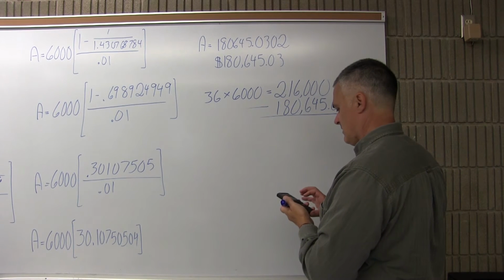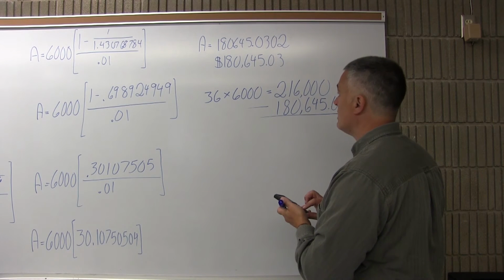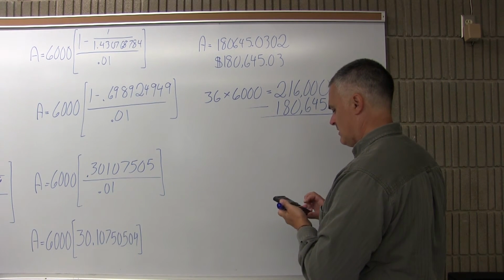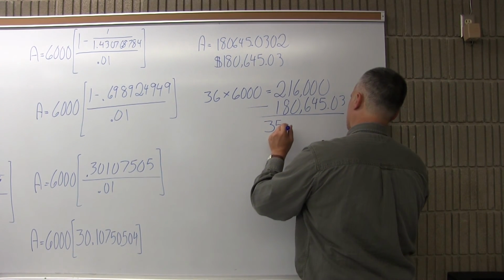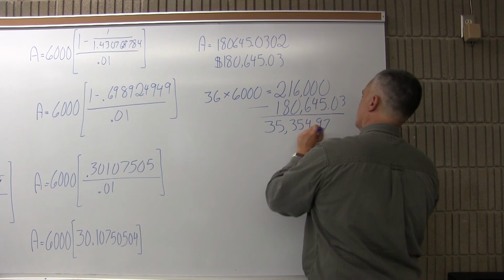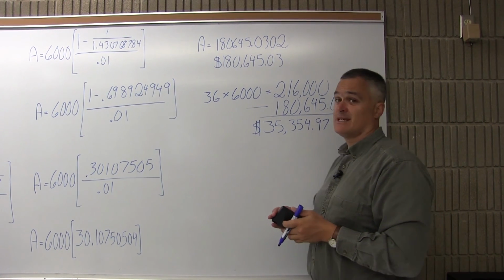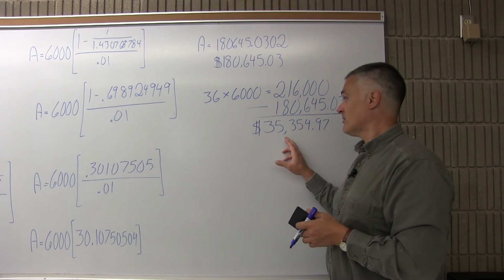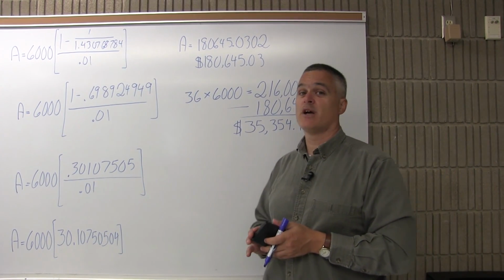And the savings to the corporation, if they have the money up front, is $35,354.97. So they're able to save that just on one employee. If they do this for many, many employees, it's very significant, the amount they can save by using the present value of an annuity.